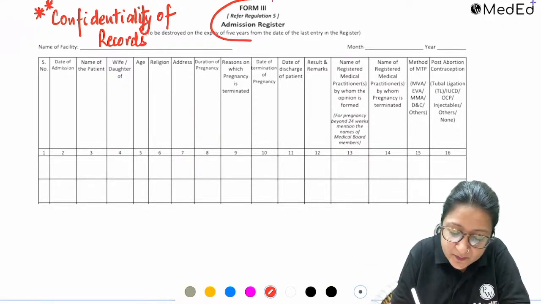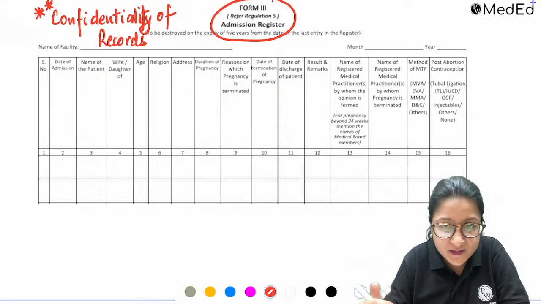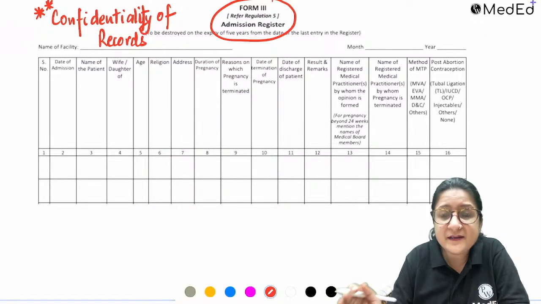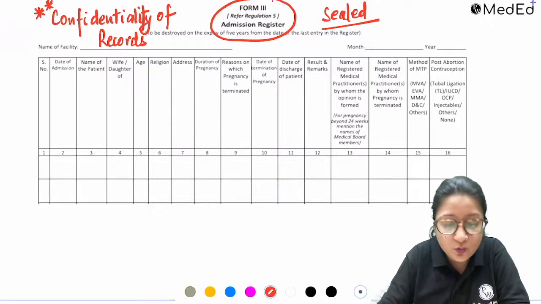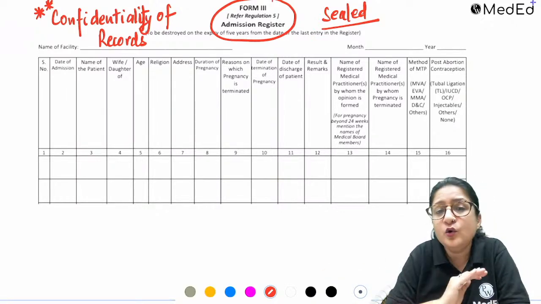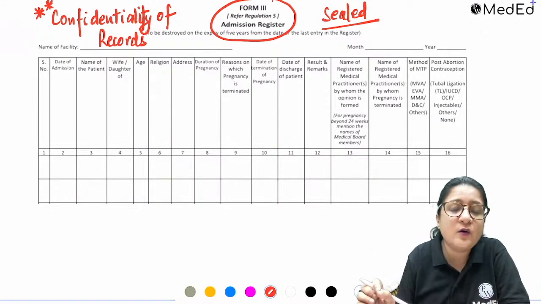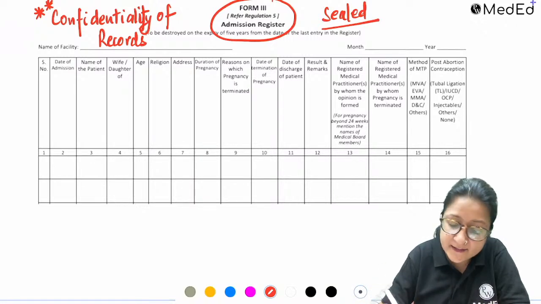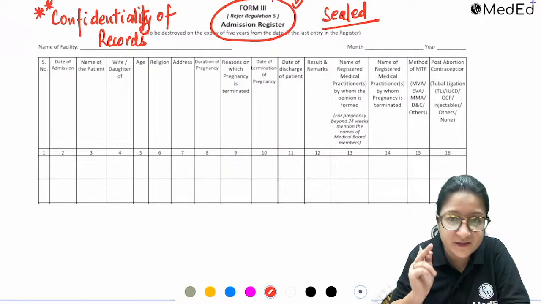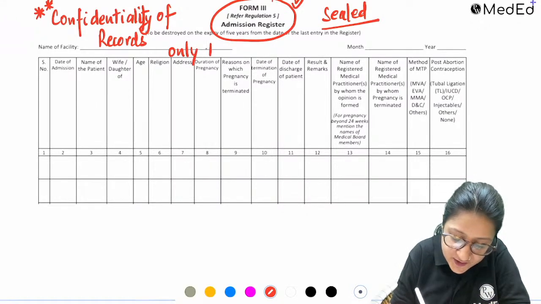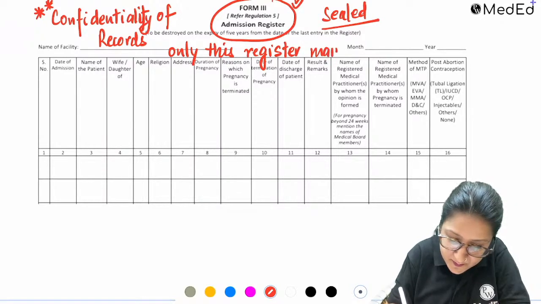We have to fill an admission register. All the details we have to fill in an admission register, which is also called form 3, and this has to be sealed. Okay, under no circumstances this should be revealed to anybody. इसको दिखाना नहीं होता है, ठीक है? No other documentation is required to fill. मतलब हमें हॉस्पिटल रिकॉर्ड्स में और कोई डॉक्यूमेंटेशन नहीं करना है except for the documentation that we enter in the admission register. So only this register is maintained.